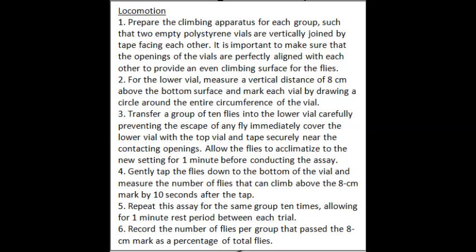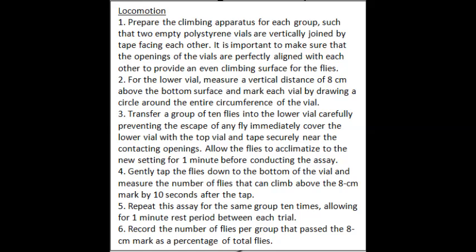The first procedure is the locomotion procedure. To prepare for this procedure, prepare the climbing apparatus for each group such that two polystyrene vials are vertically joined by tape facing each other. For the lower vial, measure a vertical distance of 8 centimeters above the bottom surface and mark each vial by drawing a circle around the entire circumference.